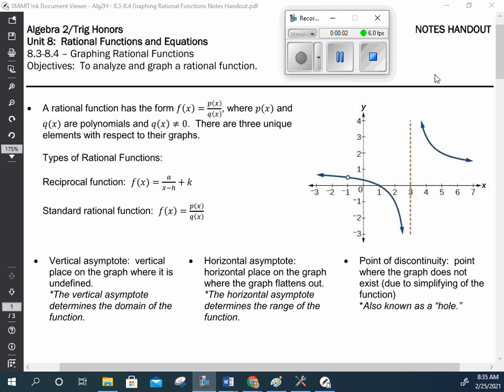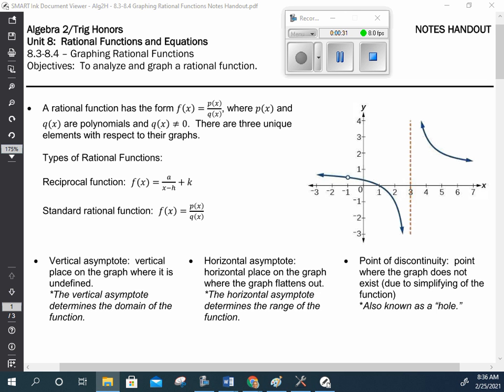All right, so the last two sections in this unit focus on graphing a rational function. When we are graphing a rational function, there are several unique elements that come into play. So we're going to spend a lot of time going through those nuts and bolts and looking at how to do it.